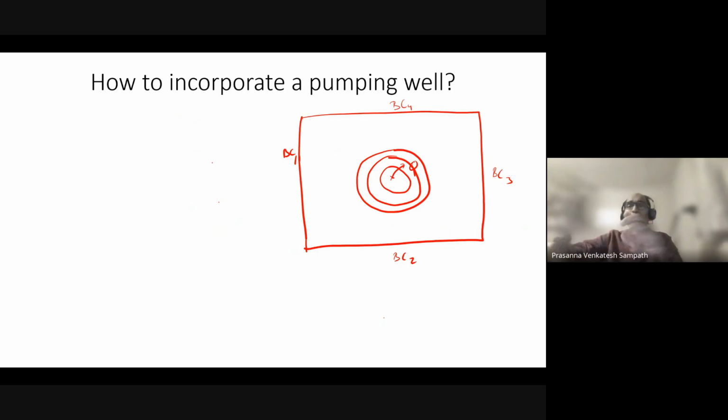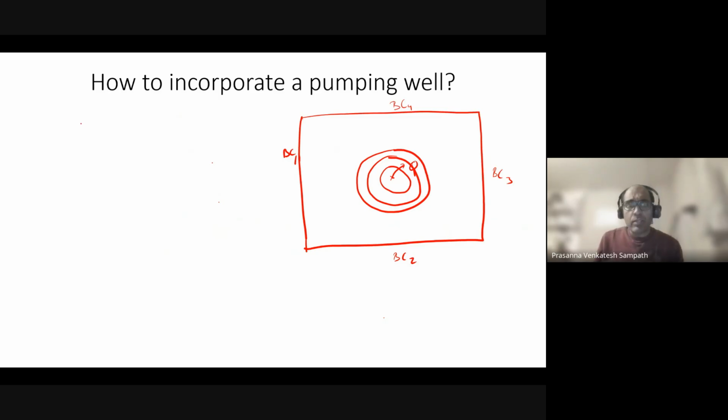Any thoughts on how we can solve this problem in as simple a way as possible? Let me give you a clue. The simplest way is to break down this entire domain into n number of cells in the x direction and some other m number of cells in the y direction, and then just solve it, right? Like usual.